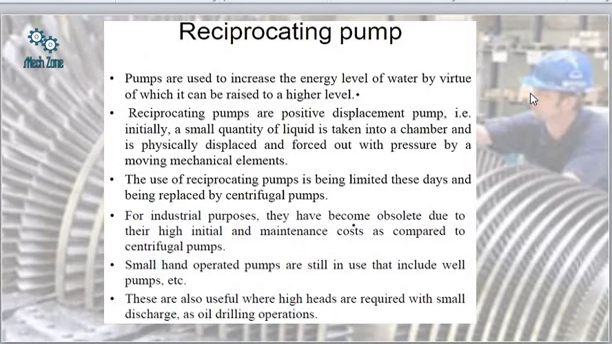The use of the reciprocating pump is limited these days and it is being replaced by centrifugal pumps. Nowadays centrifugal pumps are more preferred over reciprocating pumps. For industrial purposes they have become obsolete.